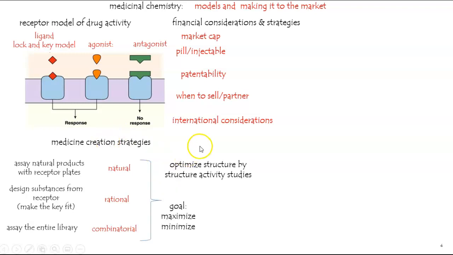Once you do that, you're going to have to optimize your leads, and that's where a medicinal chemist spends most of their time. You'll do structure activity studies, SAR, to determine a structure activity relationship. That's where the R comes from. You'd like to maximize that potency and that selectivity, so it's very active, and it's also very inactive against other things, and it's also, hopefully, non-toxic and not too complex. That's what you're shooting for.